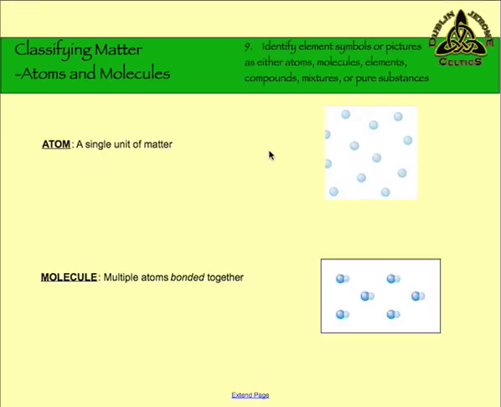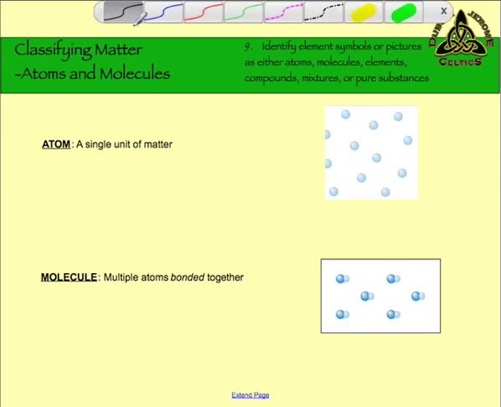First type of matter that we have: atoms and molecules. Every type of matter will fit into one of these two categories. An atom is a single unit of matter all by itself, and a molecule has multiple atoms bonded together. Now the pictures here are going to be increasingly important because you're going to need to draw different pictures of different types of matter and recognize from the pictures that these are atoms.